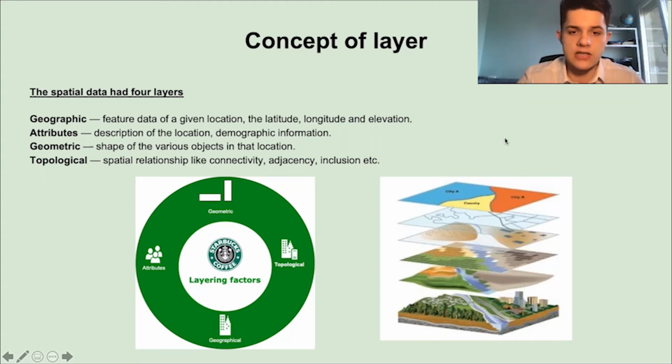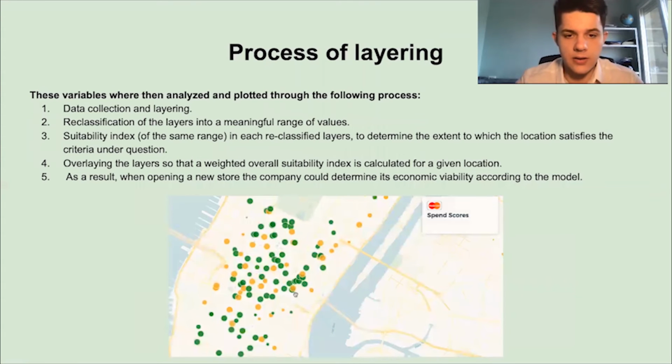Then the company was able to plot the data in a map through the following process. First, collect the data and layering, then reclassify the layers into a meaningful range of values, and create and compare this data with a suitability index. Lastly, overlaying the layers and calculating the suitability index. As a result, when opening a new store, the company could determine its economic viability according to the model.